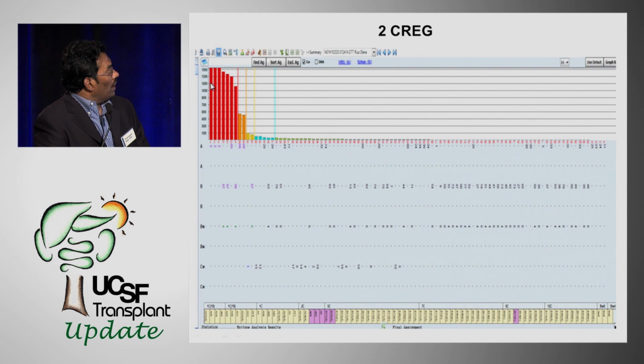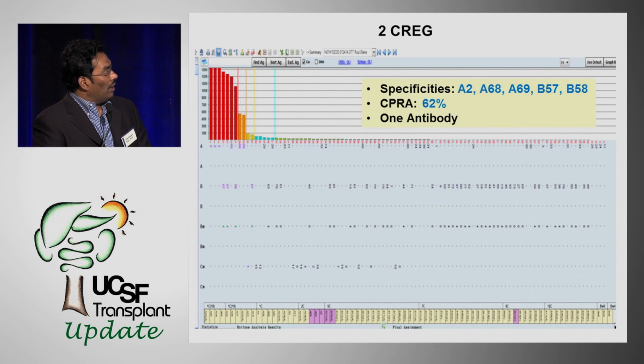It's over 20,000 MFI. And if you look at all these antibodies, you can say there are different antibodies, but in reality, there's only one antibody here. So there are 5 different antibodies, and the frequency of the targets for these antibodies is 62%. That means a patient with this profile will avoid 62% of the UNOS donors. And they are basically one antibody. I'm going to explain in a couple of slides next.